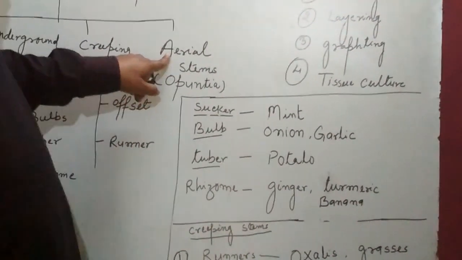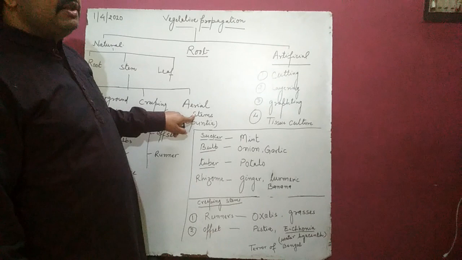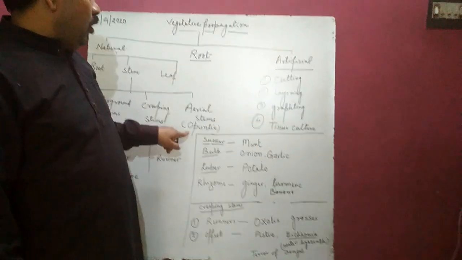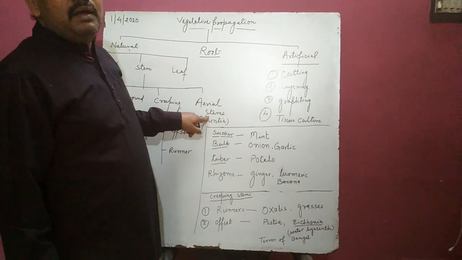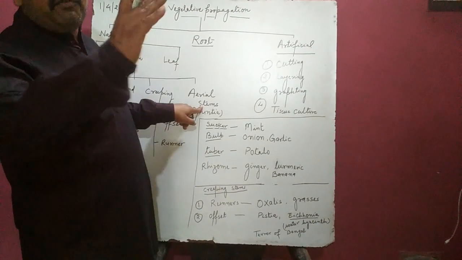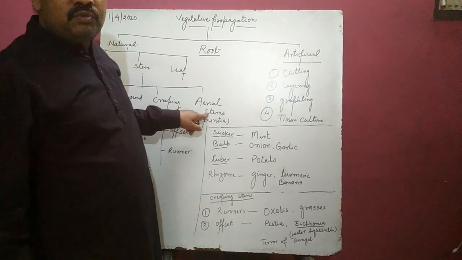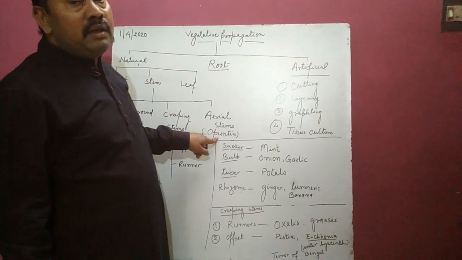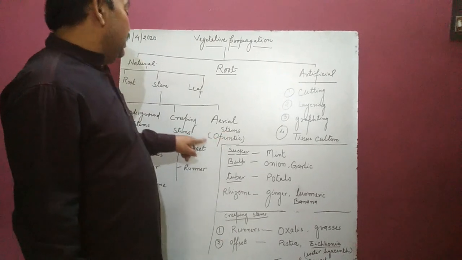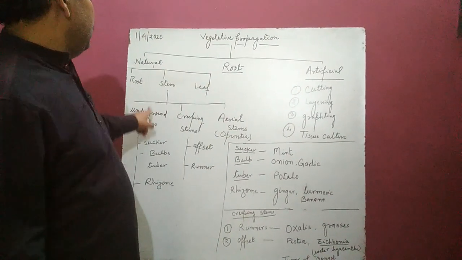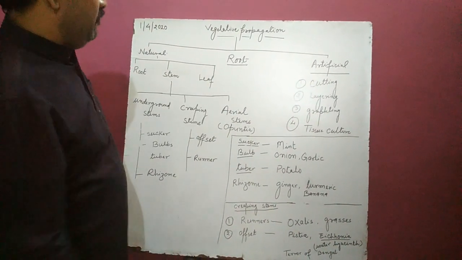Next stem is called the aerial stem. Aerial stem, like opuntia. Opuntia is a good example of the aerial stem, and the aerial stem falls down on the soil and germinates into a new young plant. So that is called the aerial stem. It is a modification of the stem and leaf.